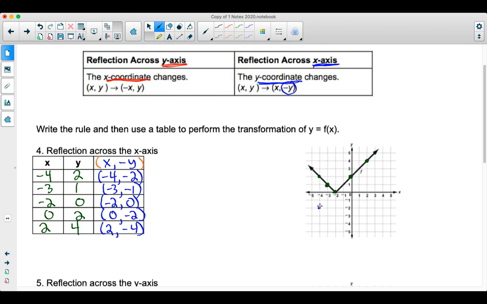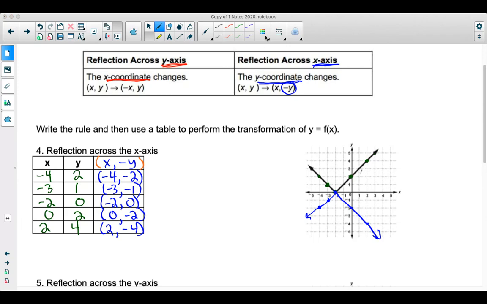All right, so let's graph those out. -4, -2, -3, -1, -2, 0, 0, -2, and 2, -4. So then if we connect those points, you should be able to see that this is a mirror image.